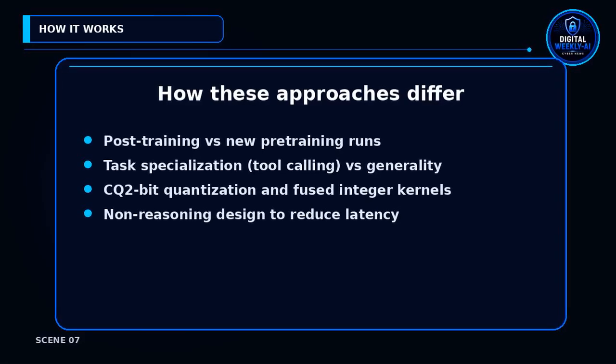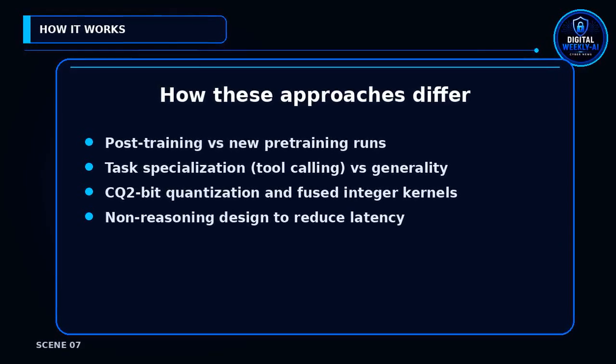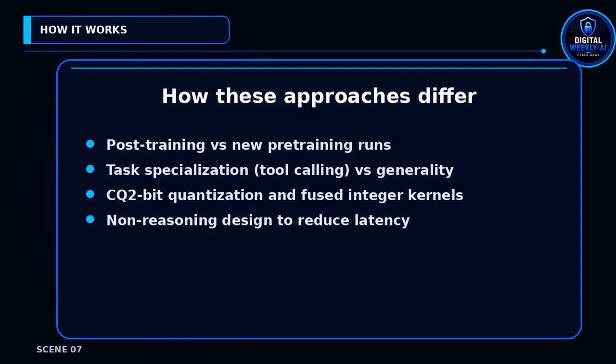Key engineering patterns. 1. Post-training scale can yield large gains on an existing base. 2. Narrow task contracts let models be tiny and reliable for tool calls. 3. Aggressive quantization and fused runtimes reduce RAM and improve speed. 4. Non-reasoning design trades internal chain of thought for lower latency. 5. Pricing affects architecture choices for agent deployments.